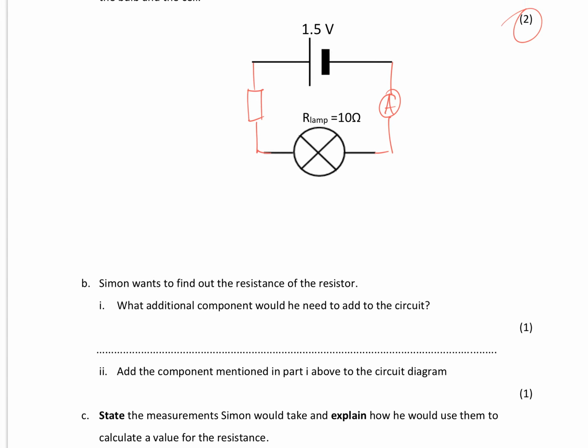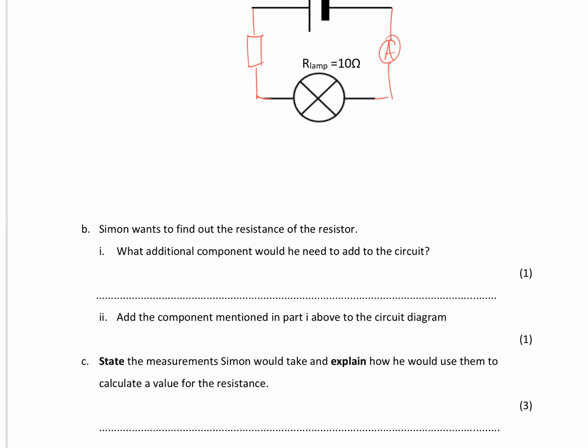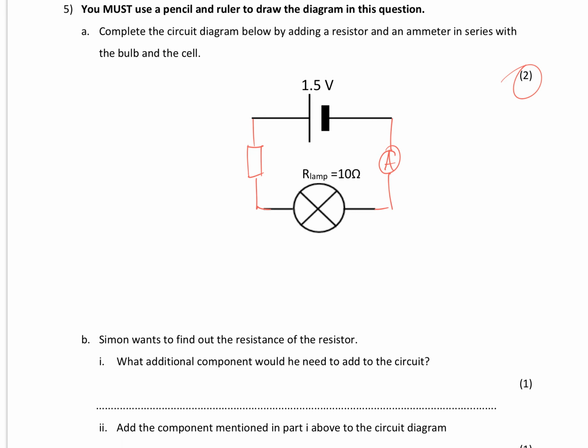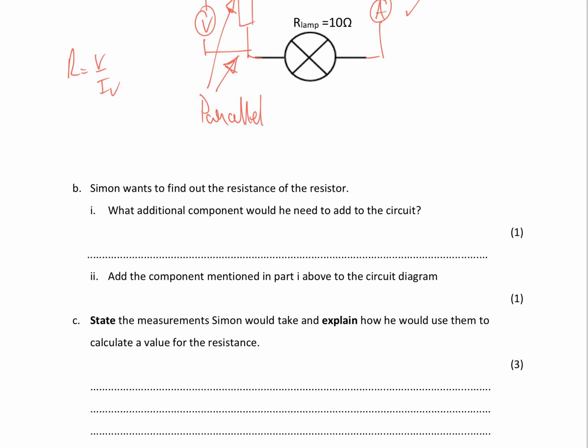Perfect. Simon wants to find out the resistance of the resistor. Add additional components that he will need. Well, I hope you remember this from the work, but in order to work out the resistance, you need the voltage and the current. So, tick, we've got the current, but what about the voltage? You need a voltmeter, and the important idea is that this should be in parallel around the component. So, 2 bits in parallel around the component. Okay, so what additional piece does he need? He needs a voltmeter.